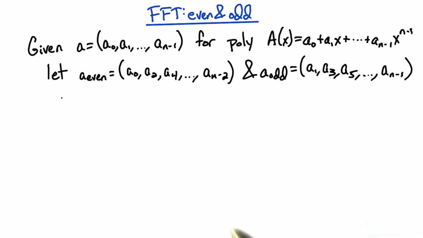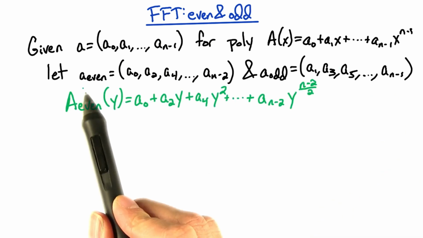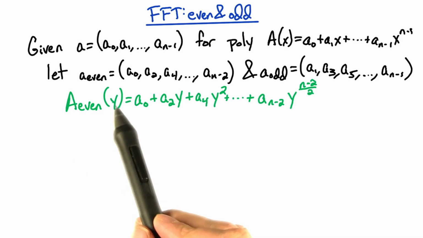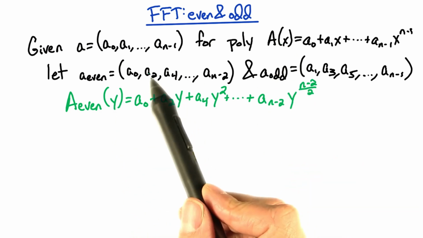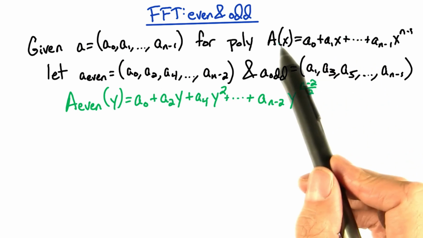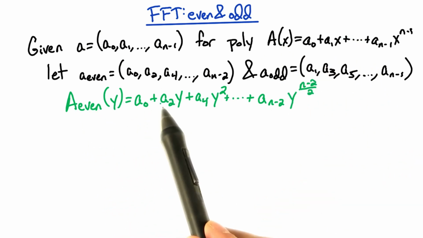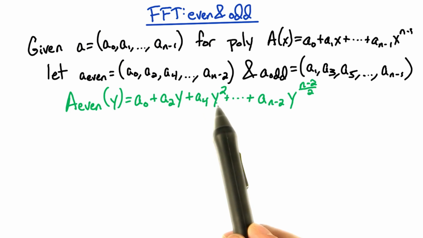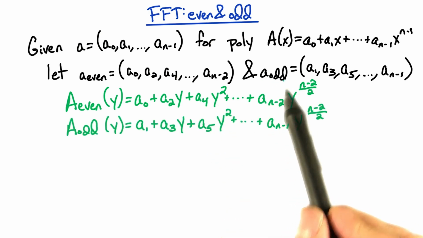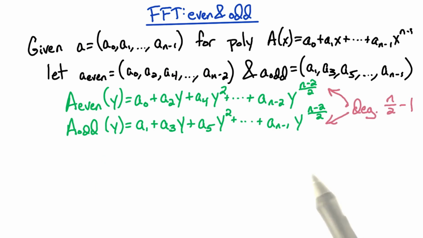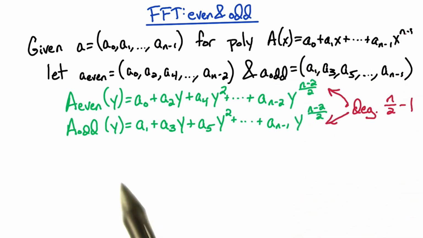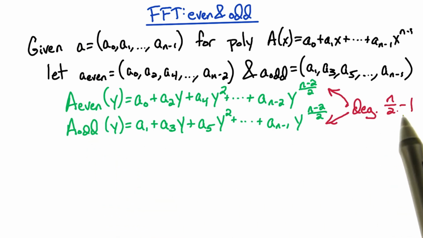Then we can look at the polynomials defined by this vector of coefficients. This vector a even defines this polynomial a even of y. I've used the variable y to avoid confusion with a of x. Notice that a2 is the quadratic term in a of x, but in a even, it's the linear term since it's the second coefficient. And similarly, a4 is going to be the quadratic term. Similarly, this vector a odd defines this polynomial a odd of y. Notice that the degree of these two polynomials is n over 2 minus 1. So we took a polynomial a of x of degree n minus 1, and we defined a pair of polynomials of degree n over 2 minus 1.